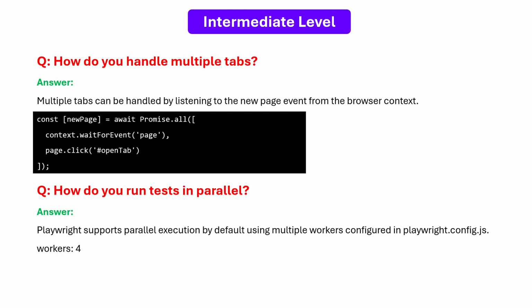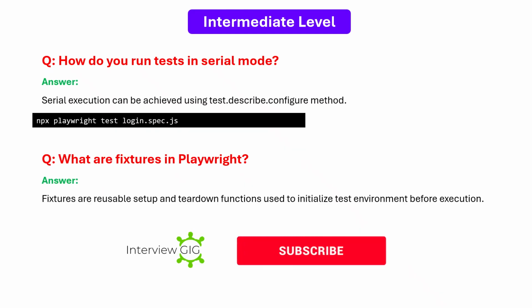How do you handle multiple tabs? Answer: Multiple tabs can be handled by listening to the new page event from the browser context. How do you run tests in parallel? Answer: Playwright supports parallel execution by default using multiple workers configured in playwright.config.js, for example workers: 4.